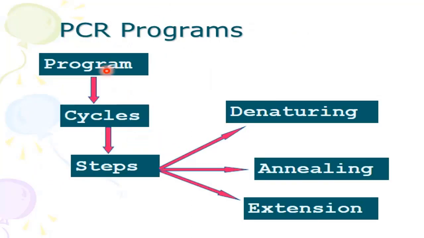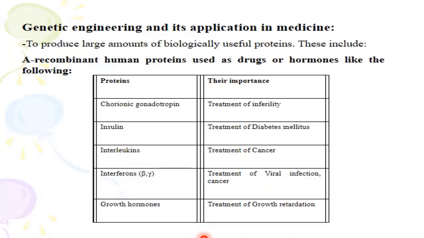So the PCR program is made of cycles, thermal cycles. And these thermal cycles have three main steps: denaturation, annealing, and extension, each of which has a certain role to play.